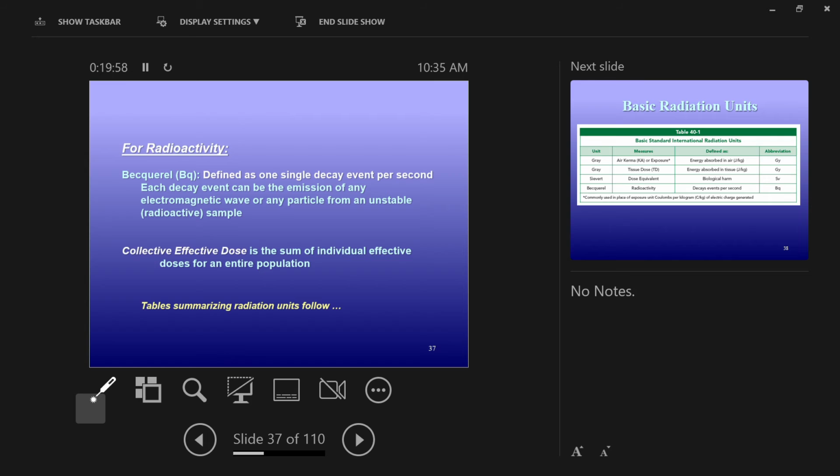What is a gamma ray? What type of thing is it? So this would come from last lecture. What does it say here? Each decay event can be the emission of an electromagnetic wave or a particle from an unstable sample. Alpha and beta radiation are particles. So what then must be a gamma ray? Sarah, what must a gamma ray be if alpha radiation and beta radiation are particles?